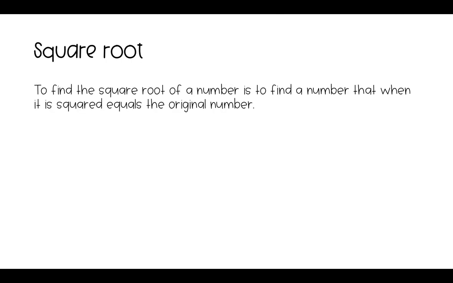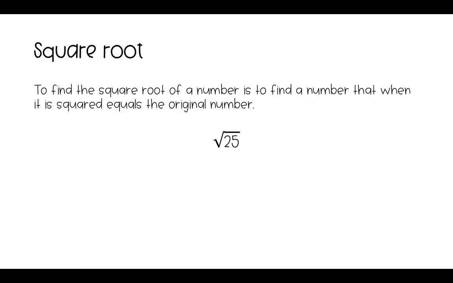Okay, we're going to look now at square roots. So a square root. To find the square root of a number is to find a number that when you square it equals the original number. Oh my gosh, that sounds so complicated. But it's not. It's really, really easy. We'll do some examples and that definition will make a lot more sense.